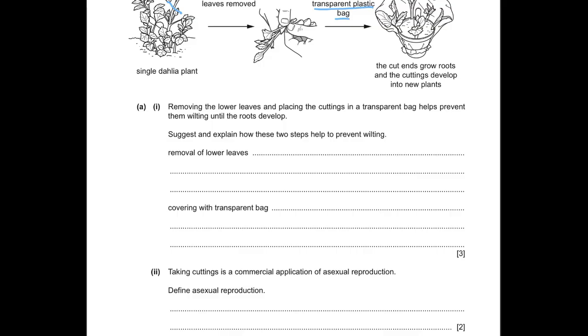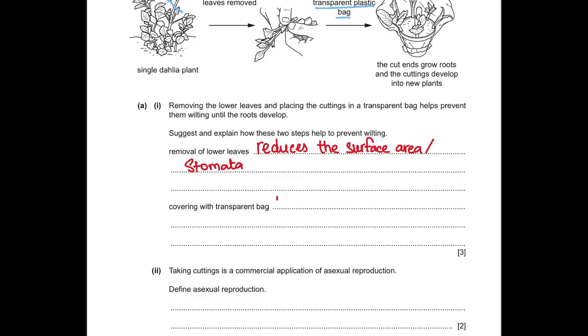Removal of lower leaves. Stomata are present in the lower leaves on the lower side, so removal of lower leaves will reduce the surface area and reduce the number of stomata present to reduce transpiration. Covering with a transparent bag will increase the humidity. There will be more water particles in the air to reduce water loss.